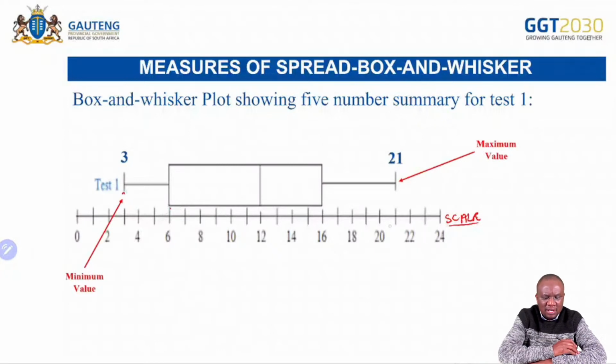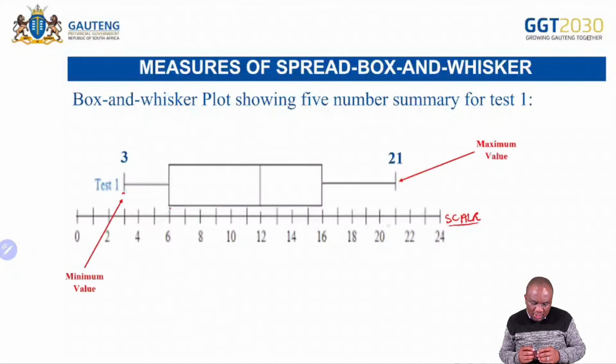What will be the range of this data set? Just from the minimum value and the maximum value, you can easily find the range. So you can find the range from the box and whisker. You just say 21 minus 3. You get 18. So the range is 18.